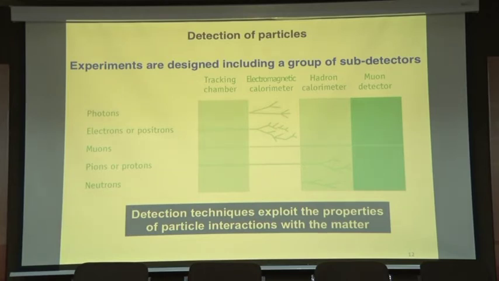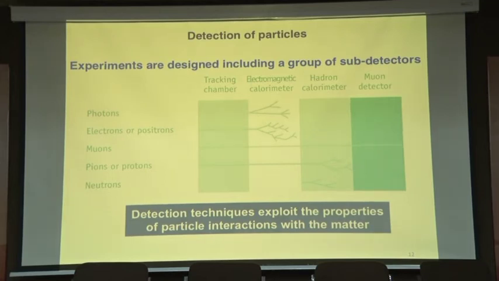So some interaction with matter is required for any kind of detection. Suppose you want to detect a photon, then if this photon goes uninteracted, you cannot detect it. So you need some interaction. That is the basic thing that is exploited, and that is what we study.